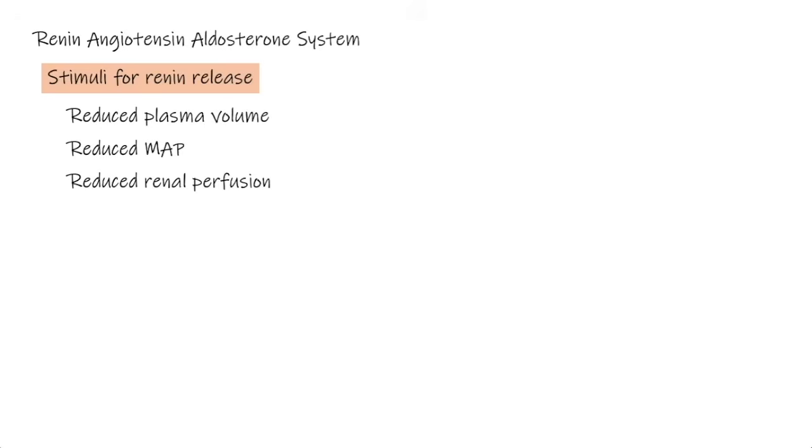So what are the stimuli for renin release? There are three different things which I want to highlight: reduced plasma volume, reduced mean arterial pressure, and reduced renal perfusion. These three different stimuli primarily use two mechanisms that account for the renin release in these settings.